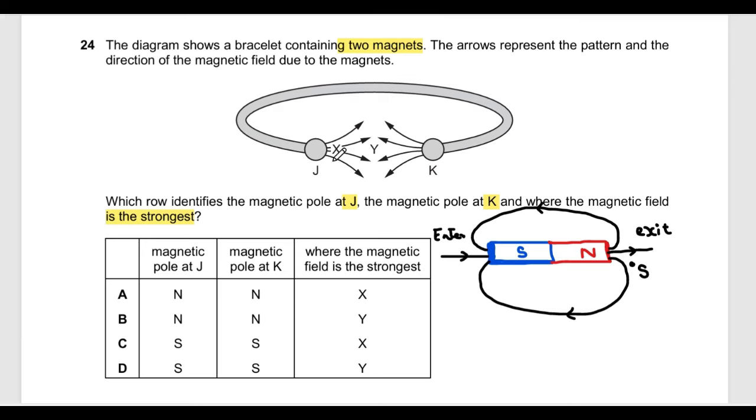If we see the bracelet, all the magnetic field lines are exiting. So that means both poles are north poles, and point X is the point where the magnetic field lines are closest and the magnetic field is strongest. So option A.